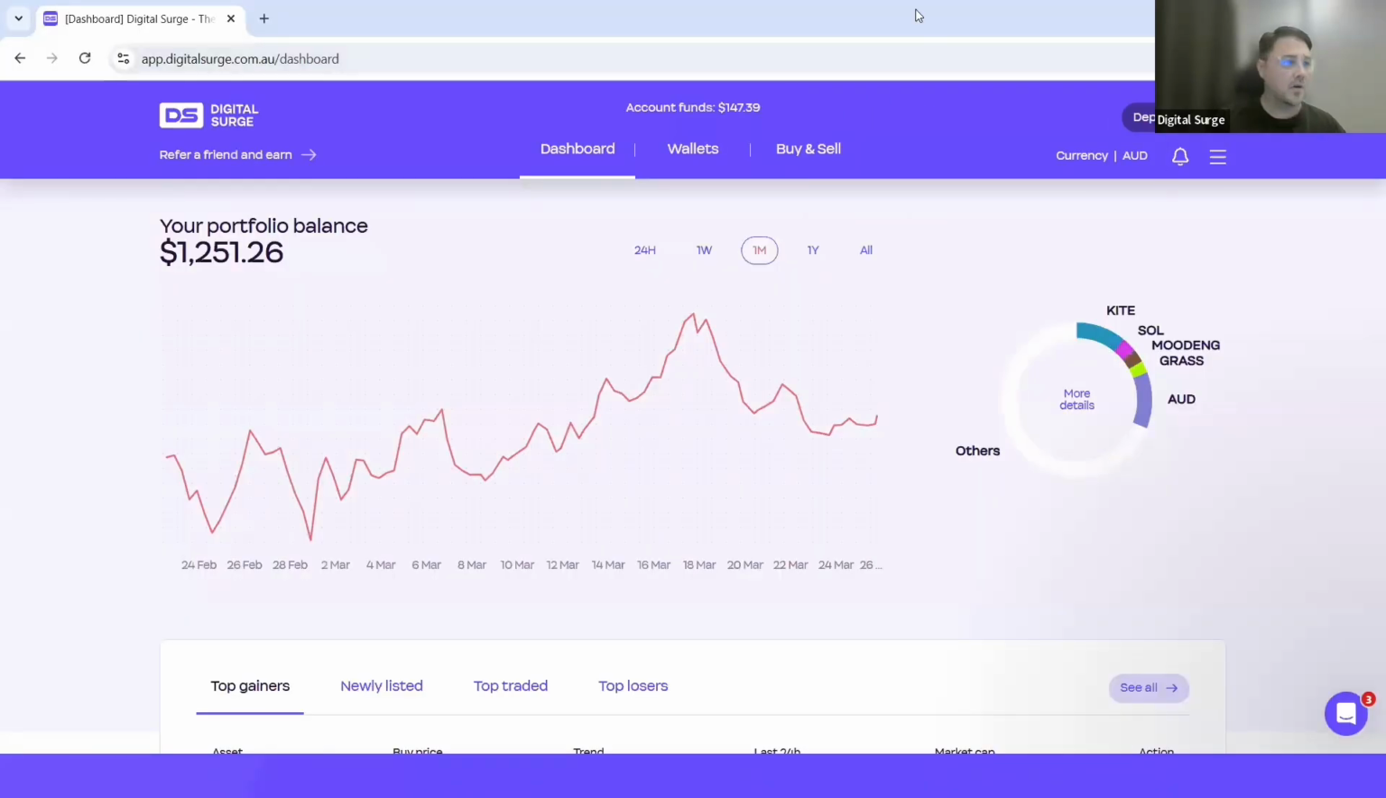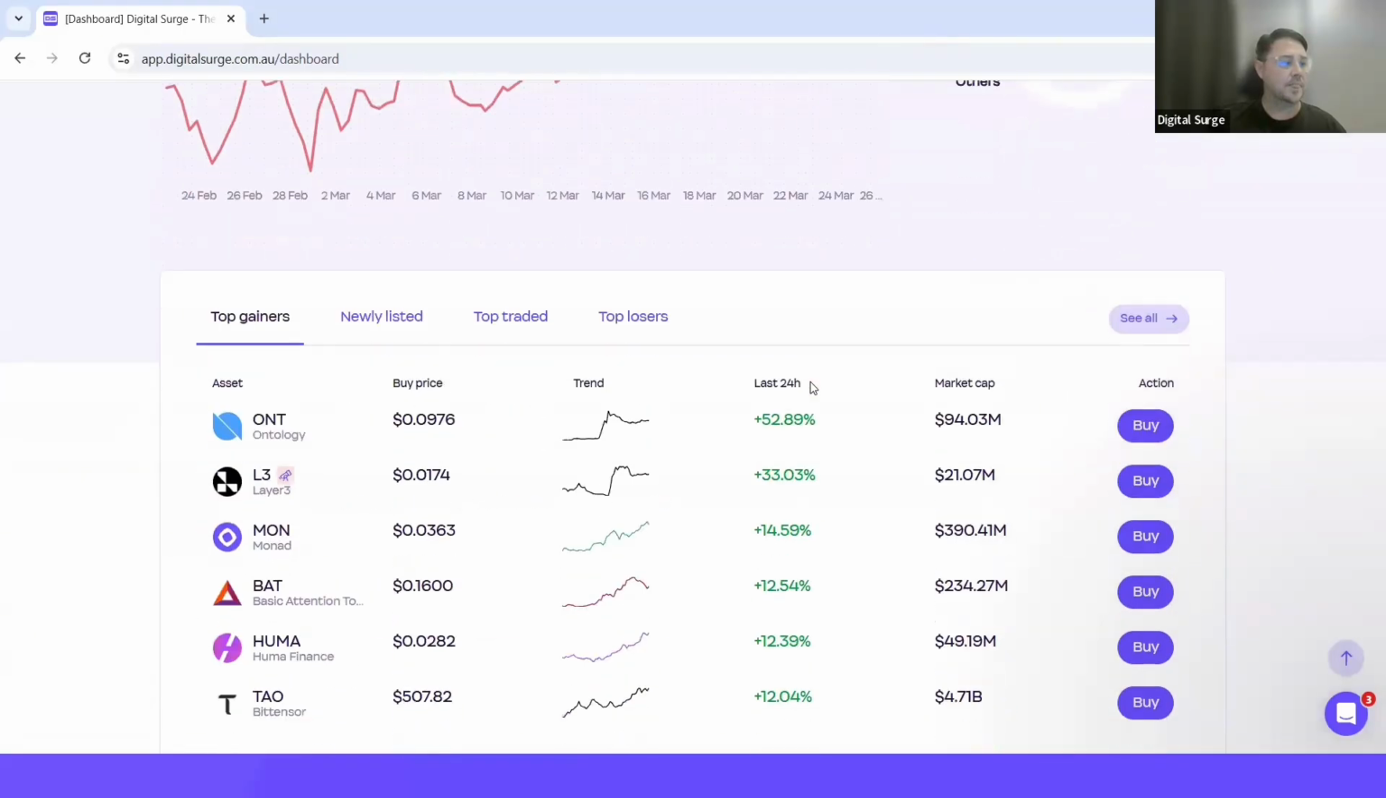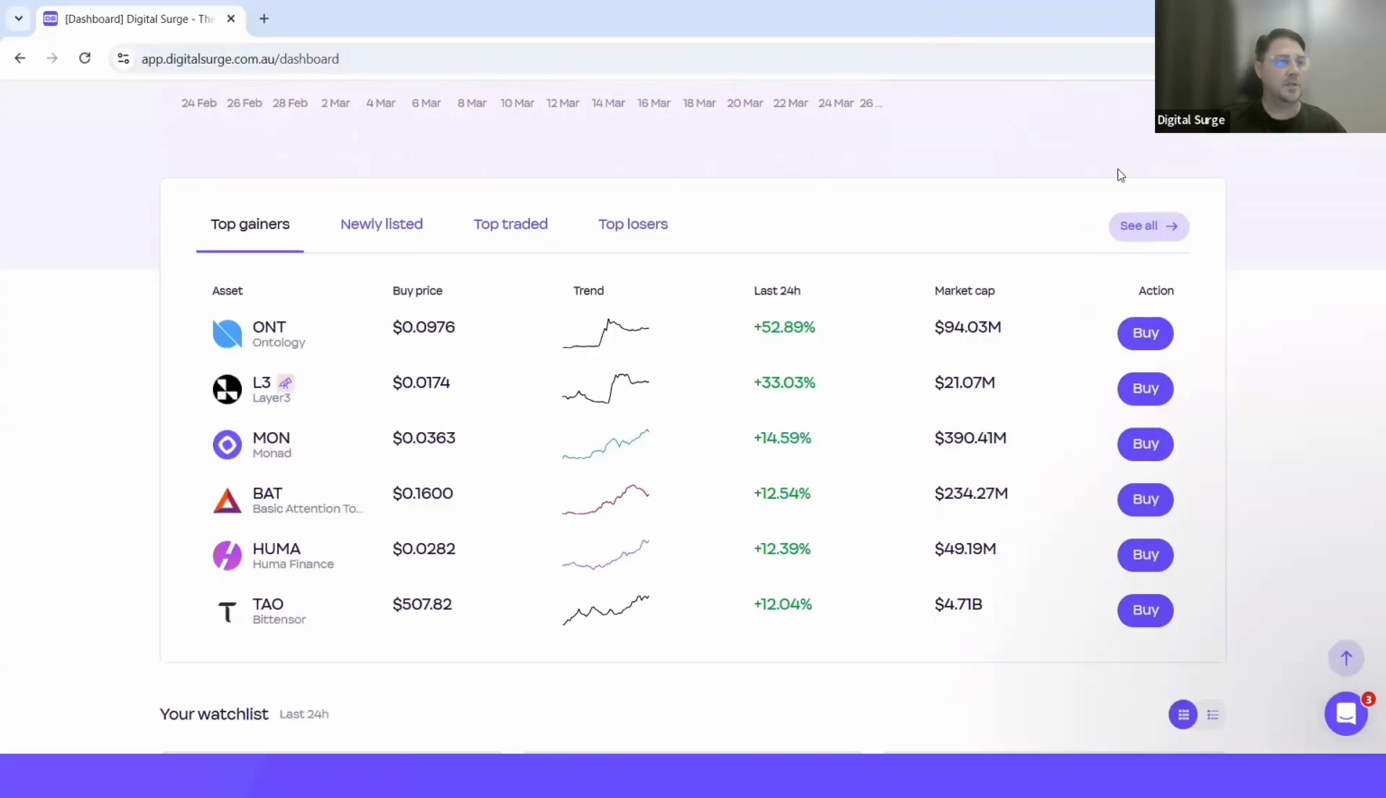Okay, I'm going to start off here on the Digital Surge dashboard. So this is what you'll see when you first log into your account. If you've logged into other exchanges, it's very similar where you'll see your total portfolio balance, you'll see how it's been tracking over a time period and a nice pie chart of what you're currently holding in your wallets.